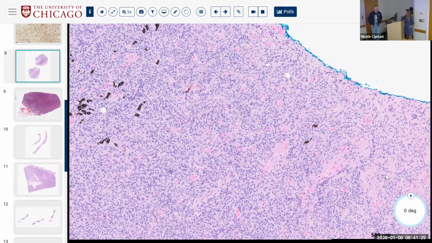So what stains do you want? You want your melanocytic markers, fine. CD34. Do an SMA, beta-catenin for fibromatosis, okay. Okay, let's start there.